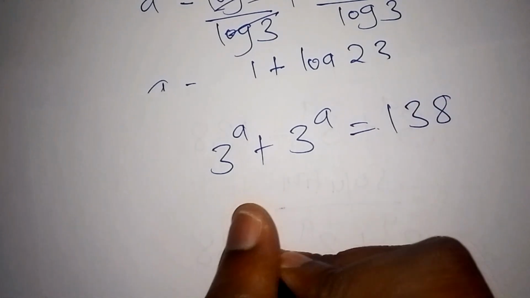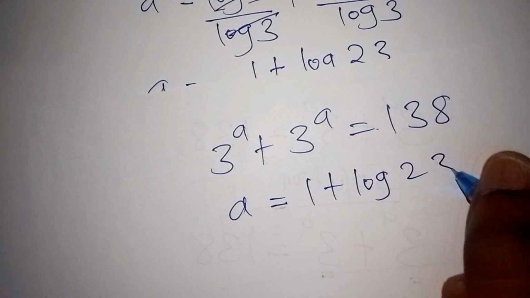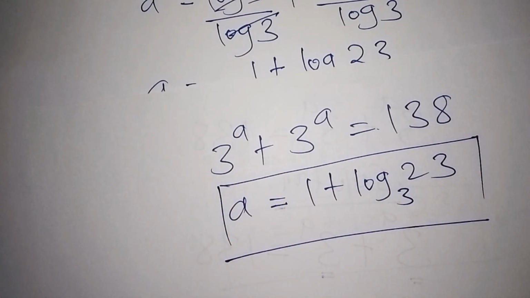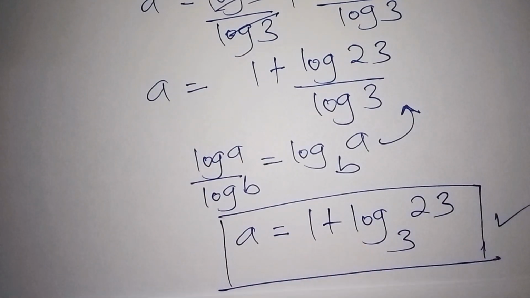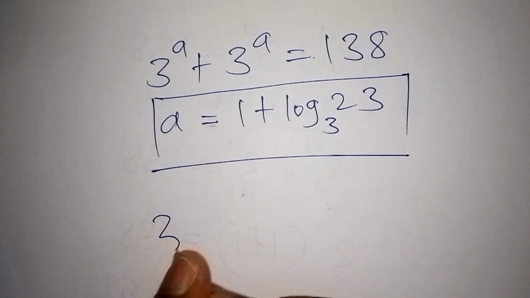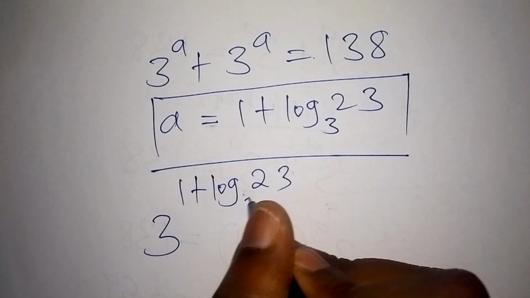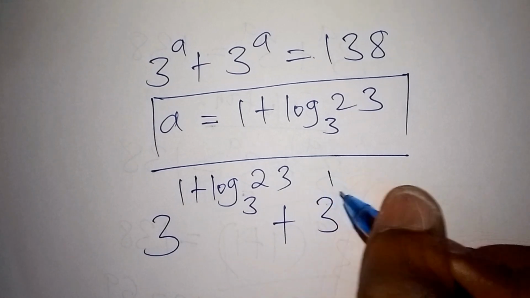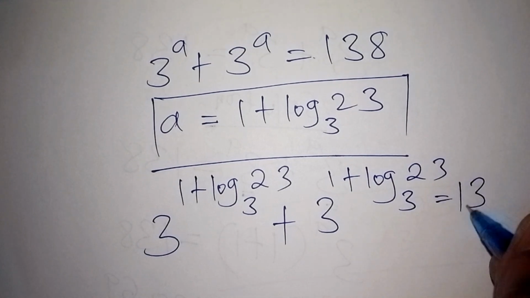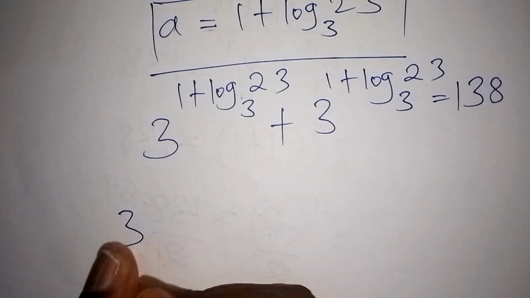So already our a we had got as 1 plus the log of 23 to the base of 3. So this one was our value for a. So anywhere where we have the power of a, we write this one, so 3 to the power of 1 plus the log of 23 to the base of 3 plus again 3 to the power of 1 plus the log of 23 to the base of 3. This one shall give us 138.